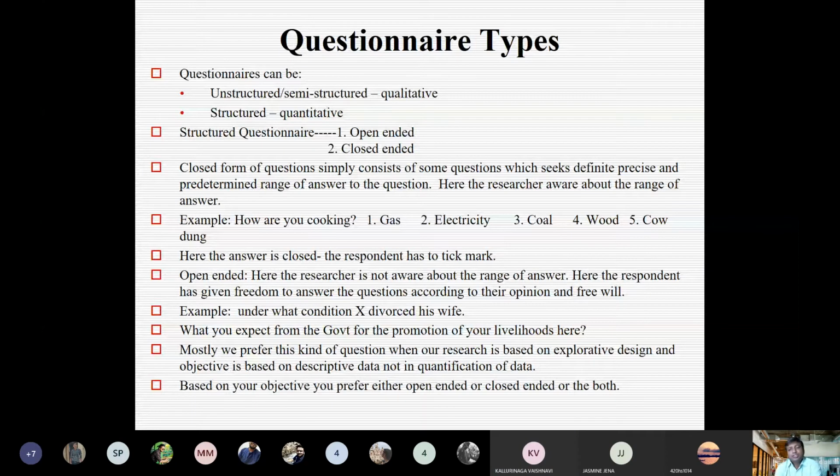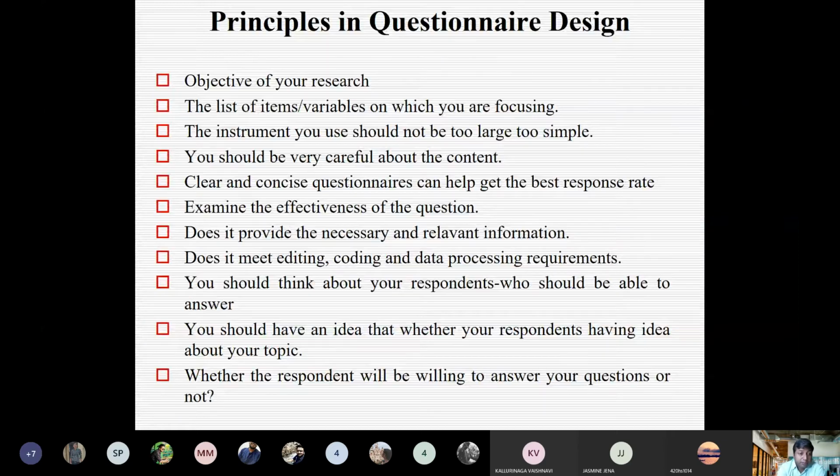Okay. Principles of question design. What are the principles you have to follow while preparing the questionnaire? First, as I'm repeatedly telling, the objective of your research, because from your objective you will come to know what exactly you are going to do. From the objective, then what you have to do? You list the items and variables on which you are focusing. How will you identify the variables?